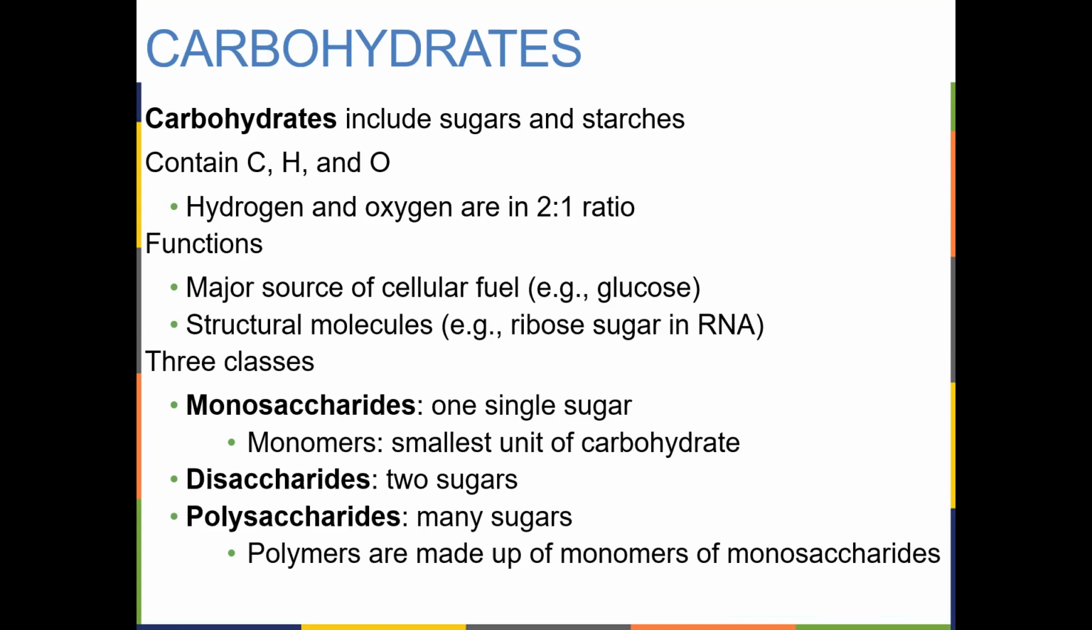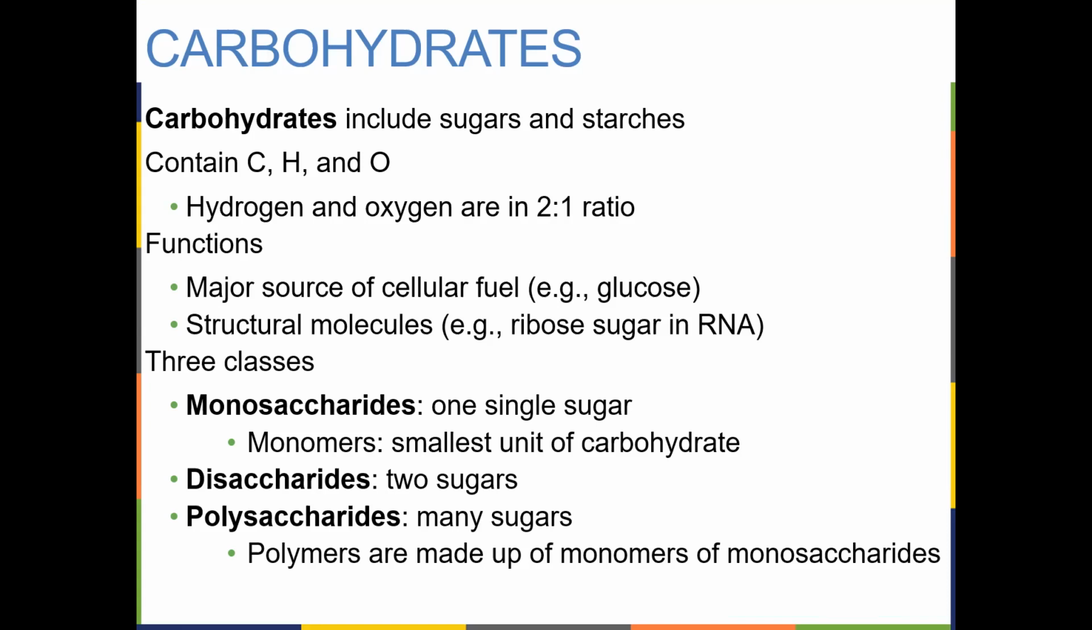So we use it for fuel, we use it for structure. Glucose is a 6-carbon sugar, 6 carbons in the sugar molecule. Another type of carbohydrate is ribose sugar. It has 5 carbons. Ribose sugar is what we use in DNA and RNA. DNA is called deoxyribose, and RNA is called ribose, ribonucleic acid, meaning it has 5 carbons.